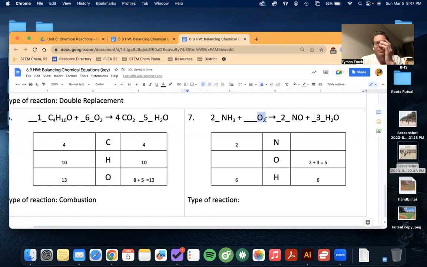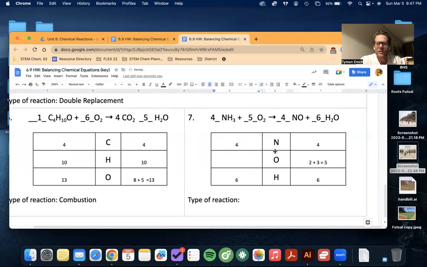Right here, I can only bring them up in even numbers, in pairs. So I would want to put a 2.5 right here, but you can't put in 2.5. So what you do is leave it as 2.5 and then double everything. So that turns this into a 4, turns this into a 5, turns this into a 4, and turns this into a 6. And now to double check my work, I have 4 nitrogens over here.